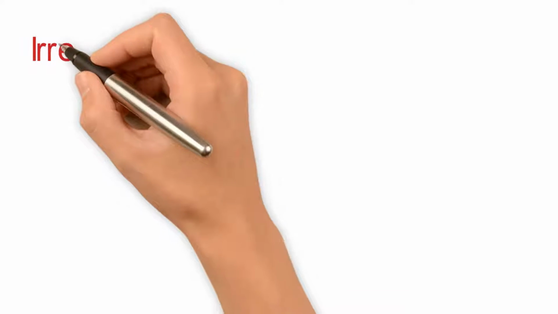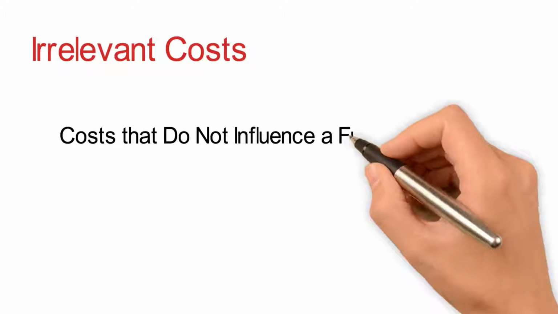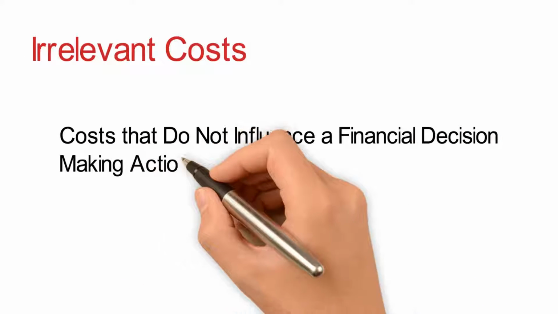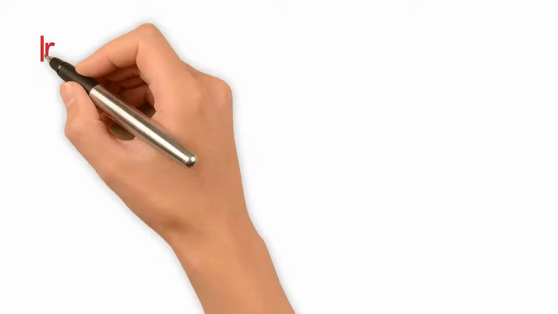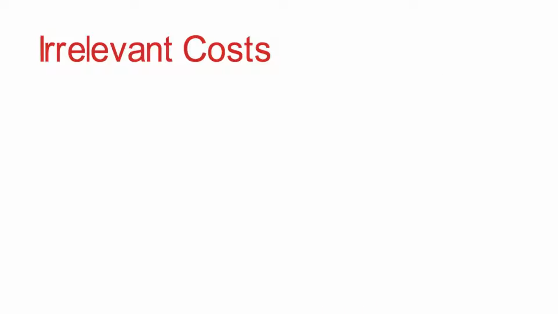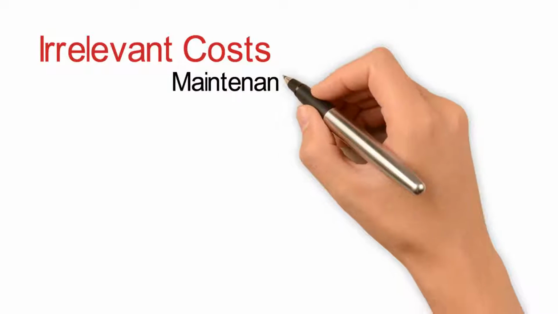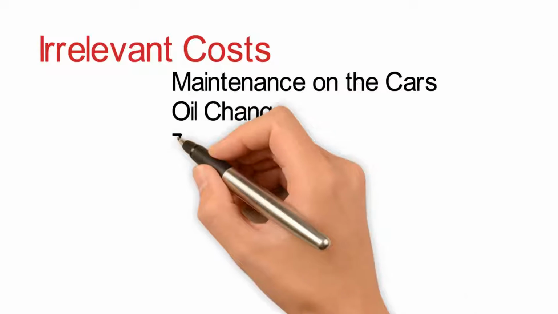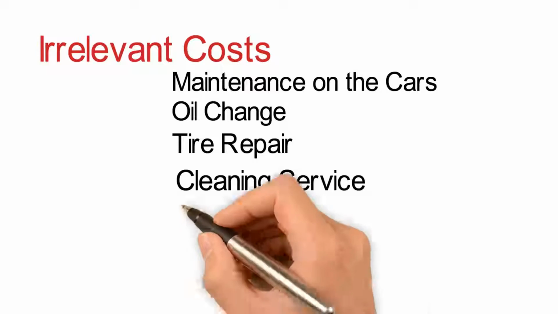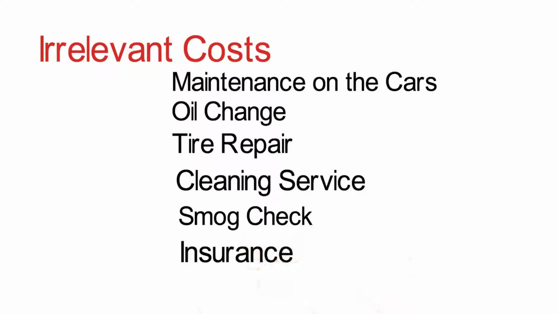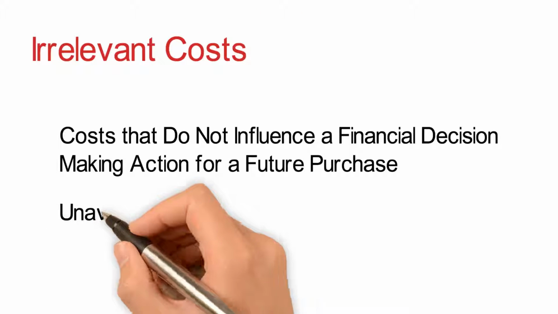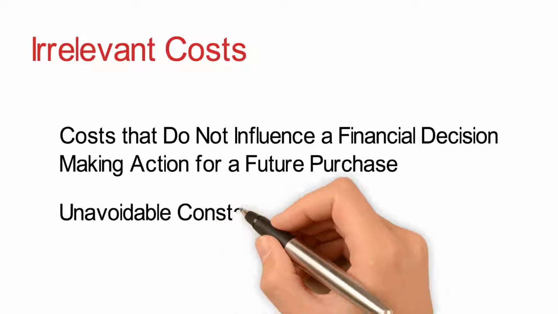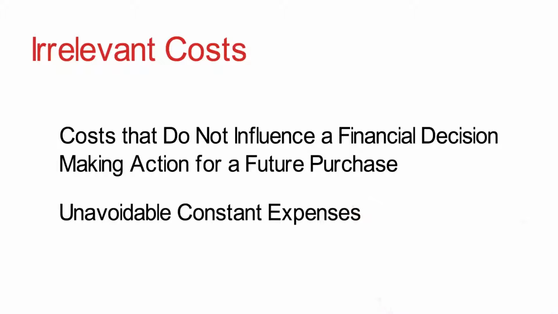So, irrelevant costs are costs that do not influence a financial decision-making action for a future purchase. Some examples of irrelevant costs would be maintenance on one's car, oil changes, tire repairs, cleaning services, smog checks, insurance expenses, and fuel. Each of these costs are unavoidable, constant expenses that are associated to relevant costs.